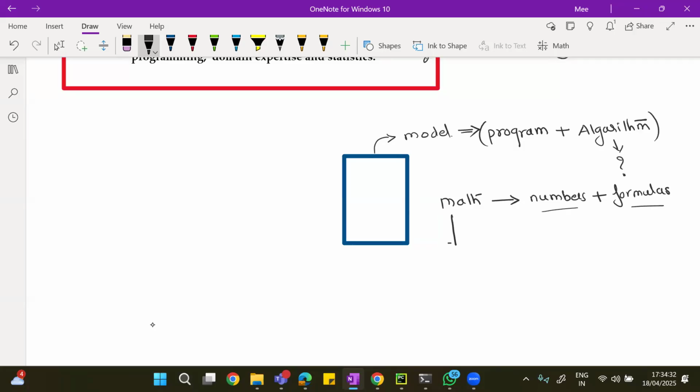Now, maths has a branch which deals with the data. Data means it can be text, it can be symbols, it can be numbers, and a combination of all. That is data. The branch which deals with data, we call it statistics. Now we know that statistics deals with the data and it has its own formulas.